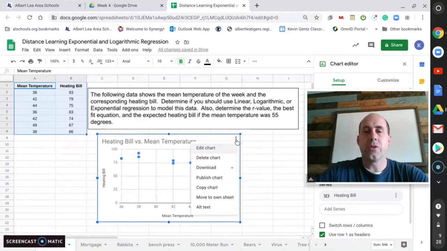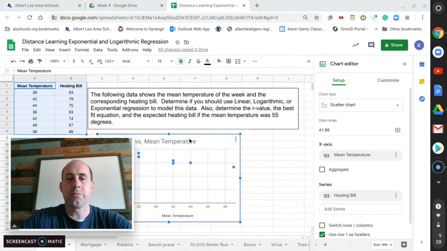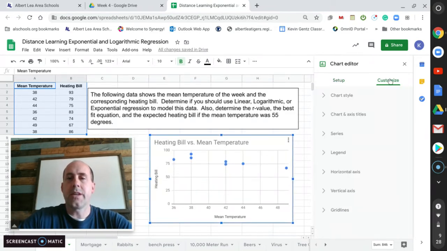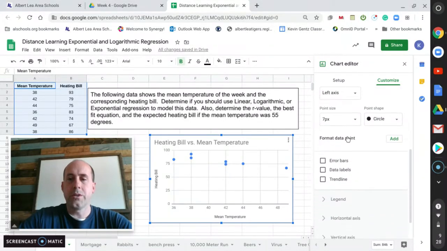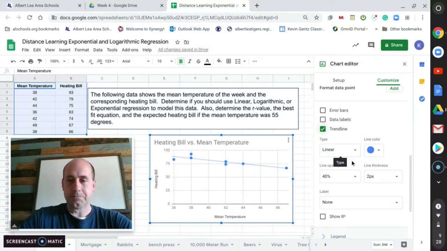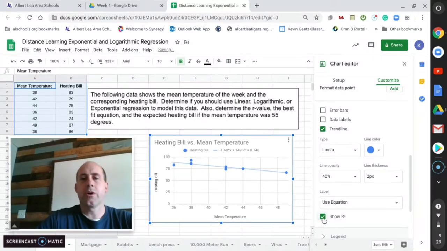As you go into your edit chart here, click on the chart and then drag it on over. Very good. As we go on to customize that chart, if you go into series again, we can choose to add a trend line. As we add the trend line, you can see that the type is linear. For our label, we are going to use the equation, and we are going to show R squared as well.